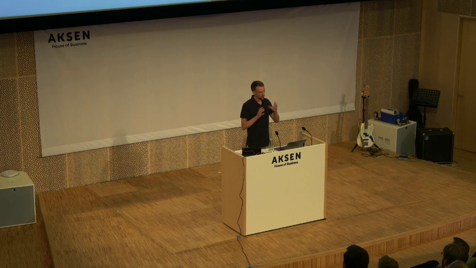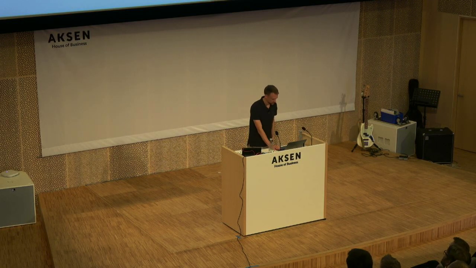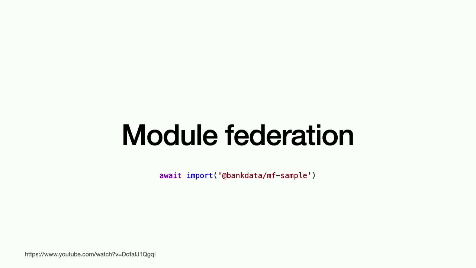So now we've talked about the monolith and the Micro Frontends and how all those are connected. I've mentioned multiple times that we just download a Micro Frontend and bootstrap it, so how do we do that? What we use for that is called module federation.